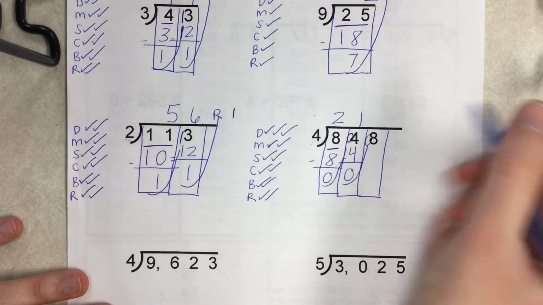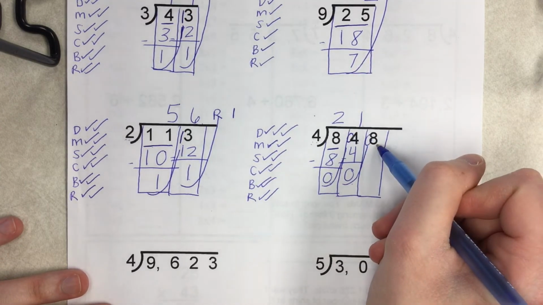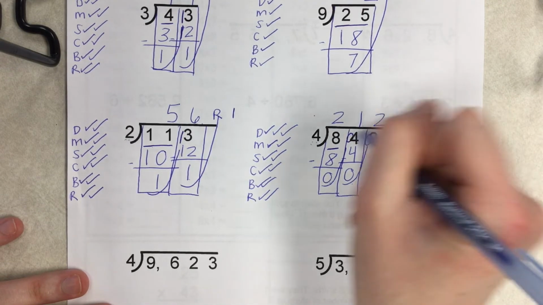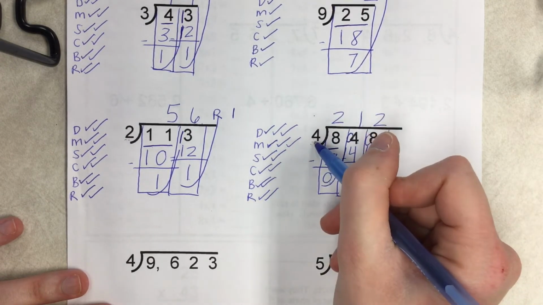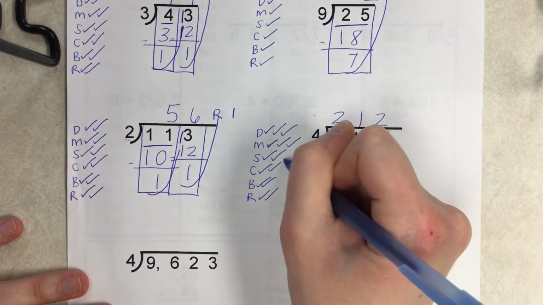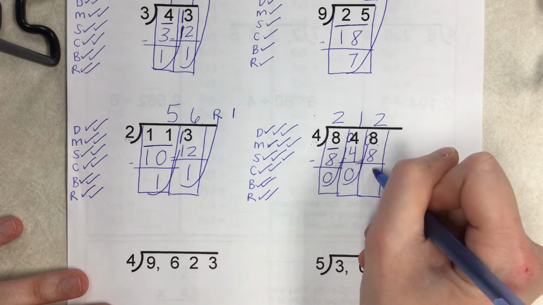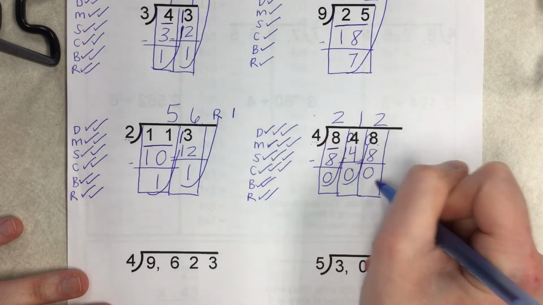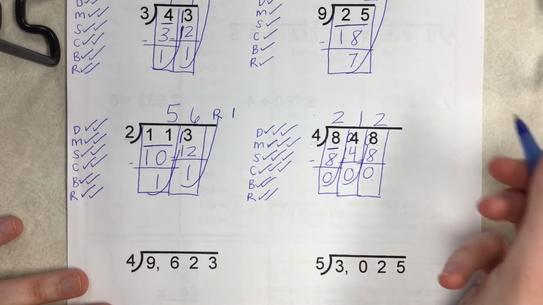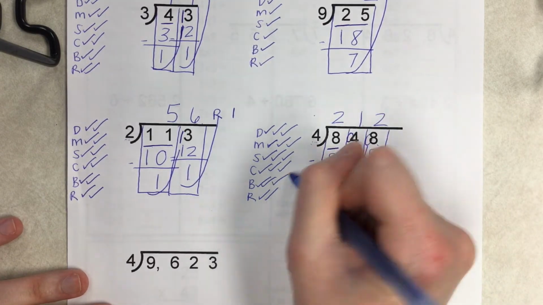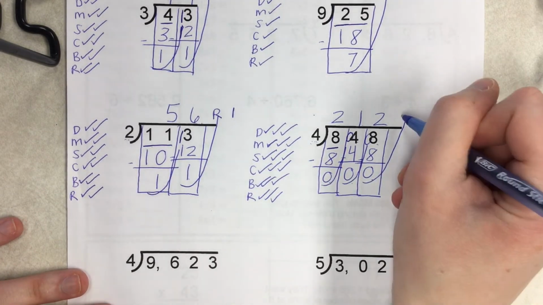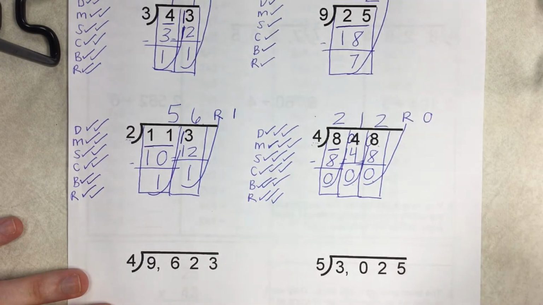Back to the top, determine. 4 times what gets me close to 8 without going over? 4 times 2. Multiply. 4 kids each get 2 Smarties. 4 times 2 equals 8. Subtract. 8 minus 8 equals 0. Compare. I have 0 Smarties left in my hand and 4 kids to pass out to. I don't have enough to keep passing out, so I'm going to bring up the 0, repeat a remainder. I don't have another box left, so it is remainder of 0.